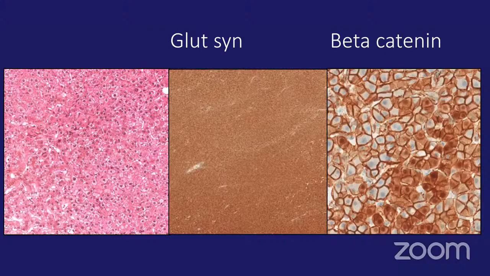So this is like a classic case, and here you can see that there is this higher NC ratio, there is pseudoglandular formation right here, another pseudogland right here. And then this is diffuse glutamine synthetase and nuclear beta-catenin positivity. So this is what an exon 3 beta-catenin mutated adenoma would look like.